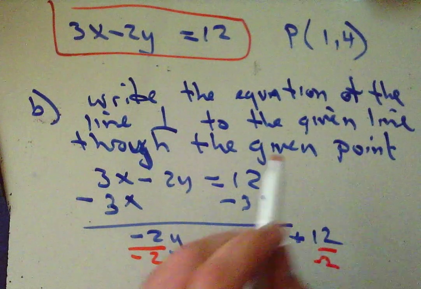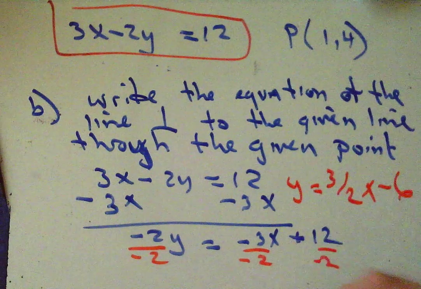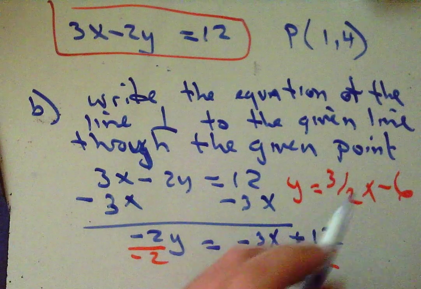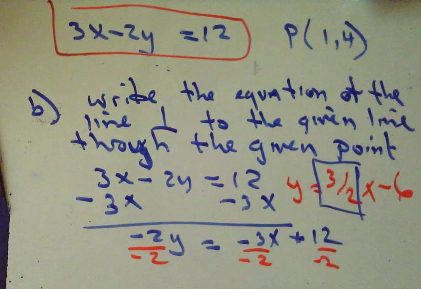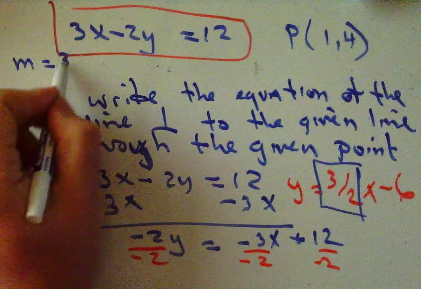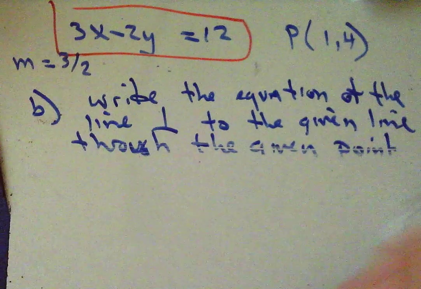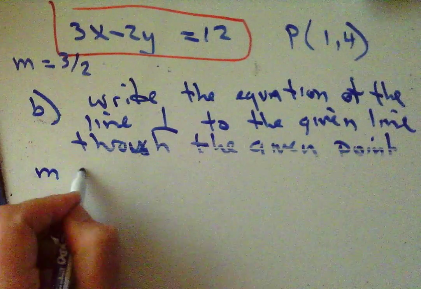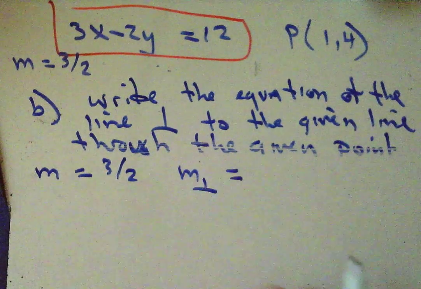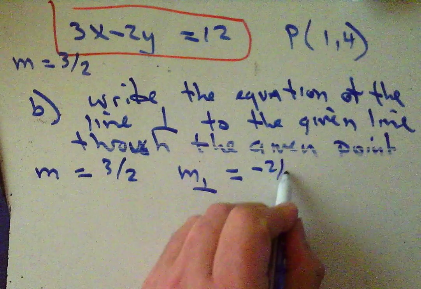And so I end up with y equals 3 halves x minus 6. See, same line that we had the other way. And I can determine that the slope is 3 halves. Okay, so if the slope of the line is 3 halves, what would the slope of the line perpendicular to this one be? If the slope of the line is 3 halves, then the slope of the perpendicular line must be the opposite reciprocal, so negative 2/3.